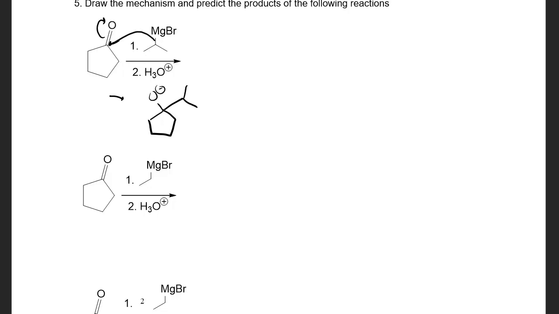And we have a negative charge on the oxygen. We could say that MgBr is next to it, so now there's a positive charge on the magnesium, so we could say MgBr is right there if you wanted to, or you can just leave it out. Either way would be fine. Importantly, we do have our isopropyl group attached, but we need to protonate this to get us to our final product, so we're going to add H3O+ to do our workup.